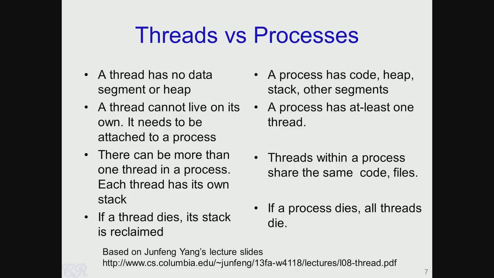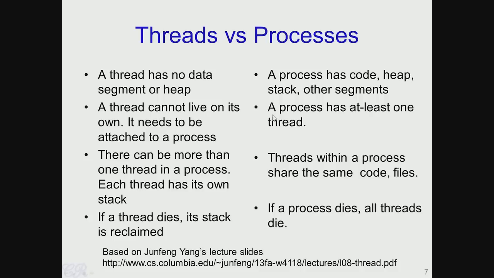So, this particular slide reiterates a lot of differences between processes and threads, and we will quickly go through this. Essentially, a process is an isolated execution entity which has its own code, heap, stack and other segments. On the other hand, a thread does not have its own data segment and heap, and essentially it uses the process's data segment and heap. So, all threads within a particular process would use the same data segment and heap.